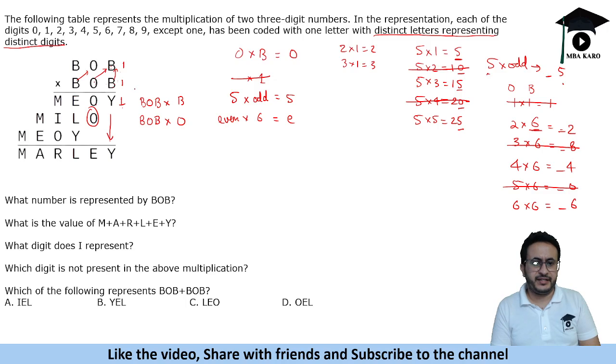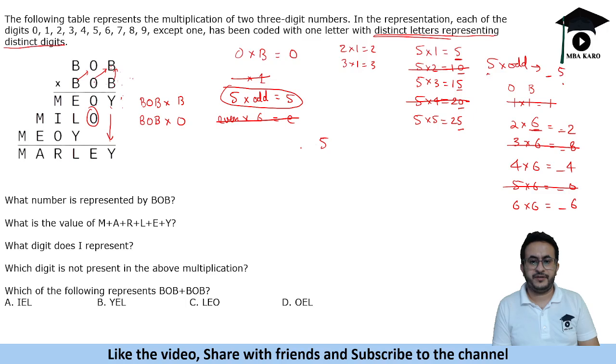Now let us see if it matches. If we put B is equal to 6 here, 6 into 6 is 36. Now we are saying that these are distinct letters, so this possibility is not there. It can't be 6 because 6 into 6 is 36, so Y should have been 6. So this gives us the possibility that O is 5 and B is an odd number.